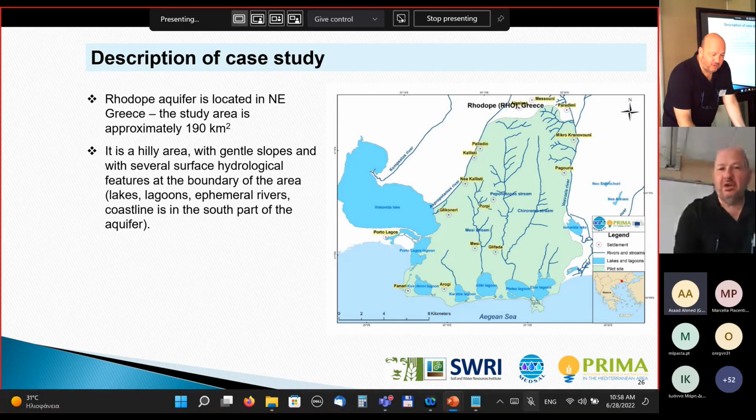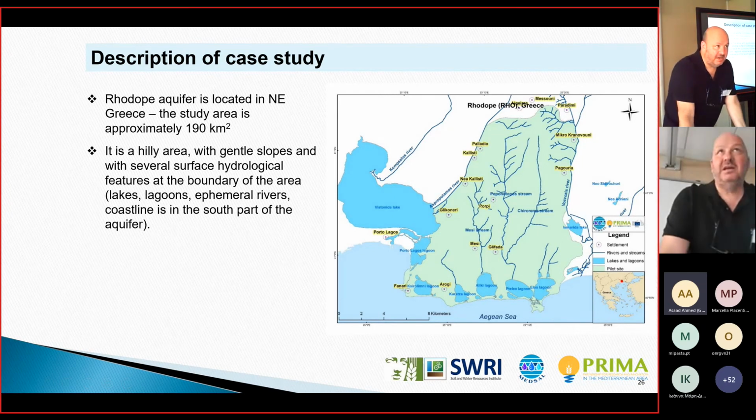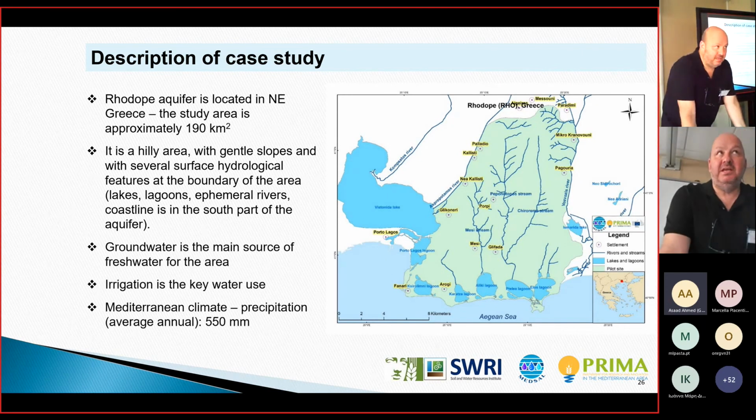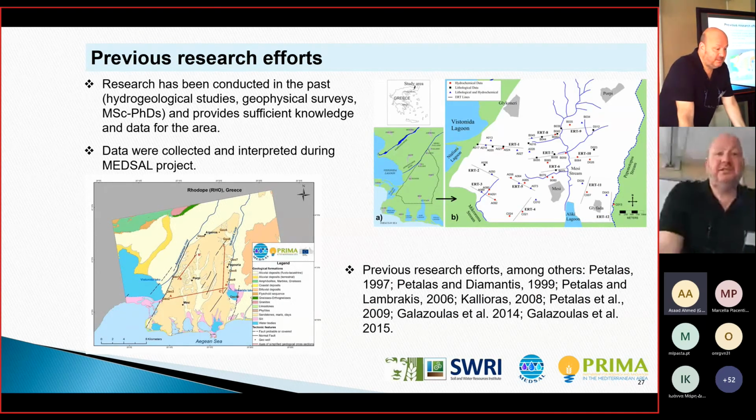We also have some smaller lagoons here at the southern boundary, the coastline also, and some small ephemeral rivers that drain the insignificant surface runoff during the winter. So in this area, groundwater is the key source of fresh water, and irrigation is the key water use. The climate is Mediterranean, and the average annual precipitation is around 550 millimeters. For this area, a lot of research conducted in the past provides sufficient knowledge and data.